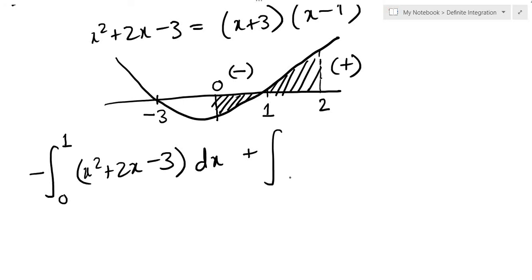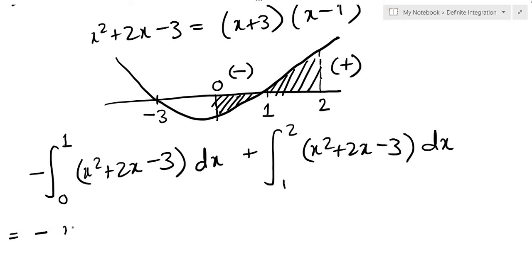And you can break intervals like this in definite integration. So integral from 1 to 2 of x squared plus 2x minus 3 integrated with respect to x, but no negative sign this time because the region is positive. So no changes there. But let's get to integration now. Integrating this is very easy.